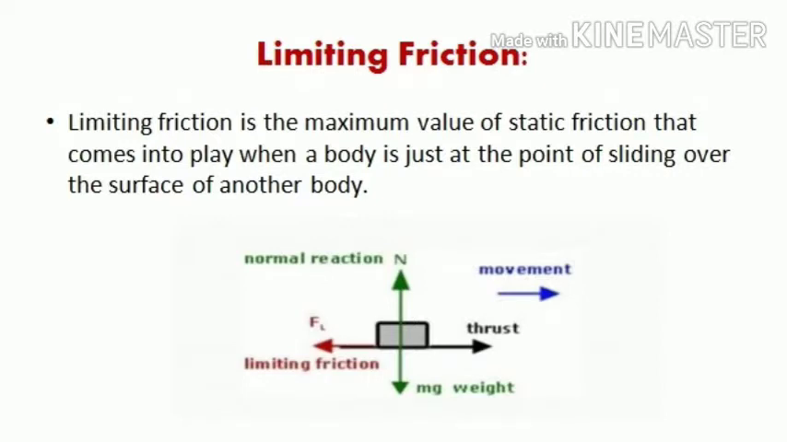The topic is limiting friction. What is limiting friction? Limiting friction is the maximum value of static friction that comes into play when the body is just at the point of sliding over the surface of the other body. Here we can see that the body moves from left to right, and the friction force works in the opposite direction of the moving body, and the normal reaction acts in the opposite direction of the weight of the body, which is the normal direction.